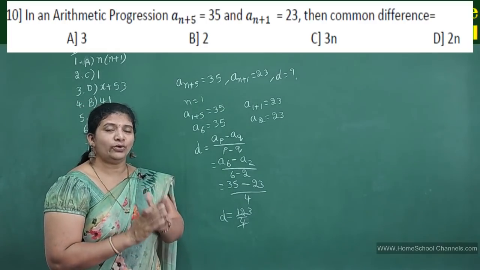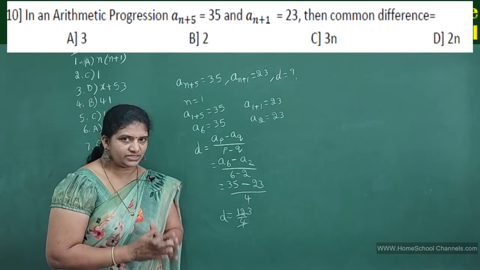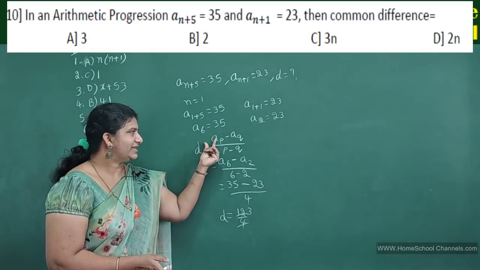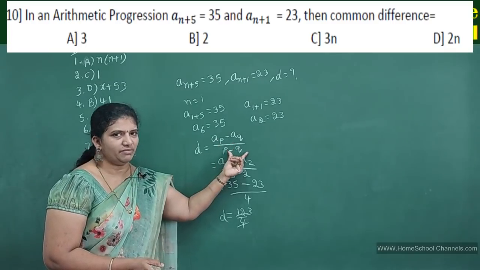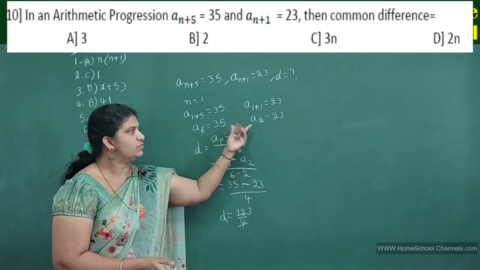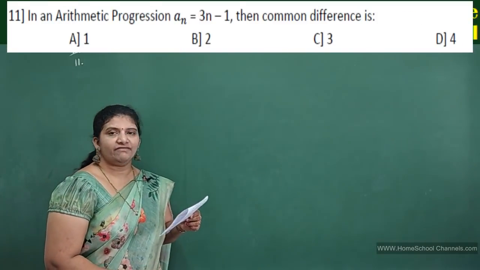So, when you know any two terms and need to calculate the common difference, better you go with this: d is equal to (ap minus aq) by (p minus q). For ap, select the biggest term; for aq, the smallest term.